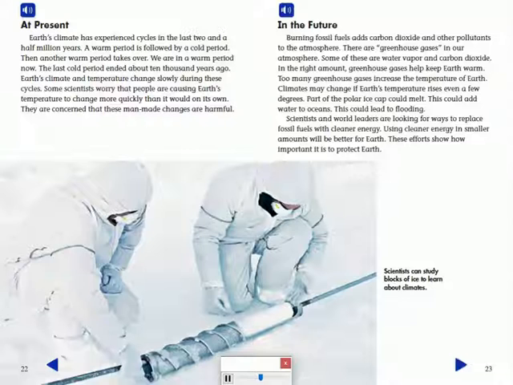Climates may change if Earth's temperature rises even a few degrees. Part of the polar ice cap could melt. This could add water to oceans. This could lead to flooding.